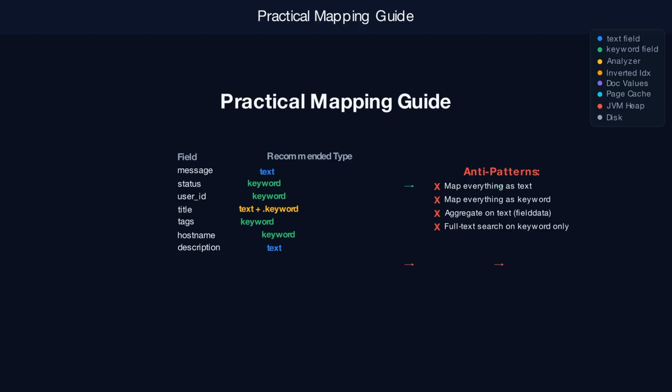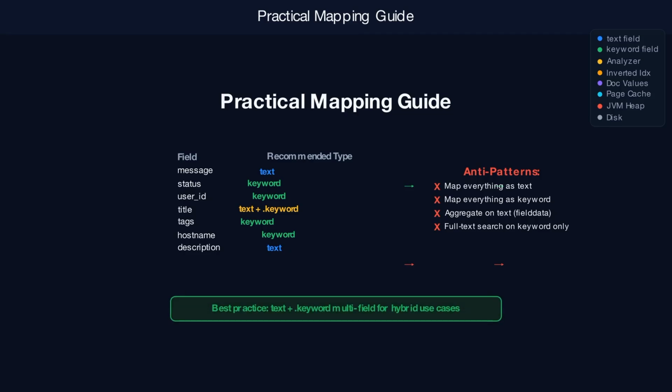Now the anti-patterns. Mapping everything as text is wasteful because you lose efficient sorting and aggregation and create unnecessary inverted index entries. Mapping everything as keyword breaks full-text search because you can only match exact values. Aggregating on a text field with field data enabled is the most dangerous pattern in production. It loads analyzed tokens into heap, and the results are often meaningless because you aggregate on lowercase fragments instead of original values. And searching on only a keyword field for natural language queries fails because there is no tokenization.